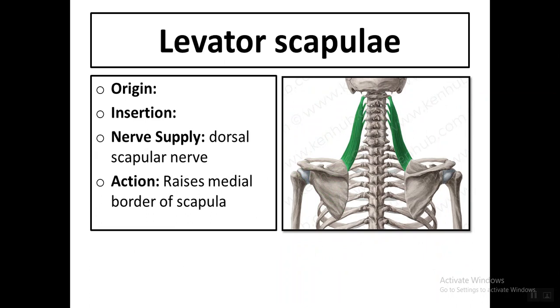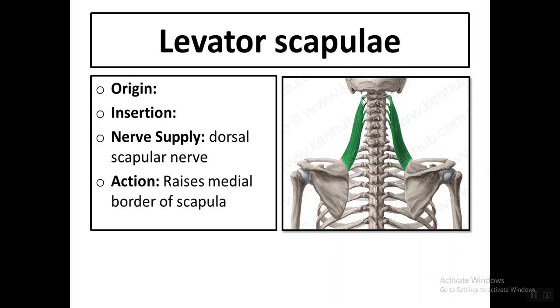Another muscle is called levator scapulae. From its name, levator, it will elevate the scapula. It originates from the medial border, or the vertebral border, of the scapula above the spine. This is the spine of the scapula; above the spine is the insertion into the medial border.